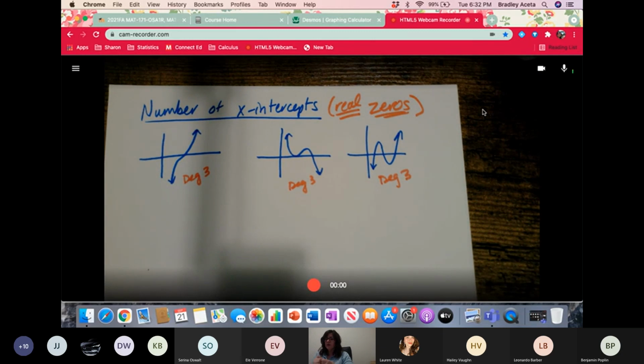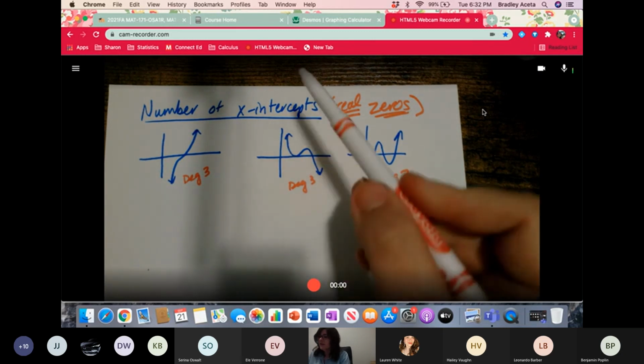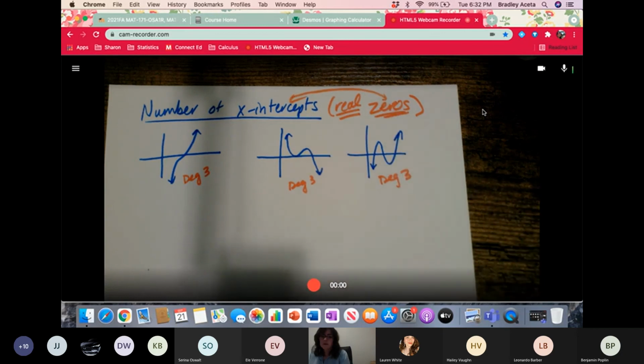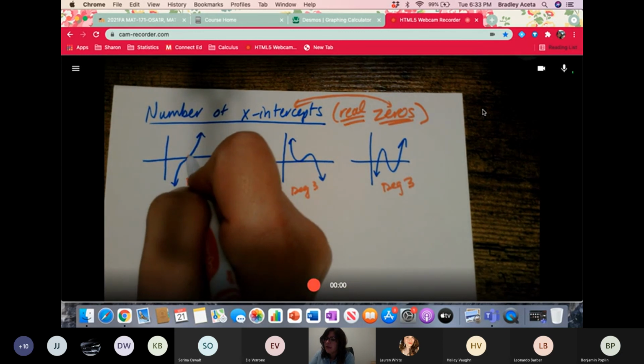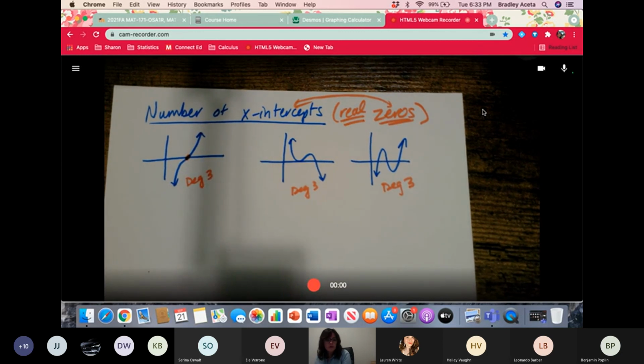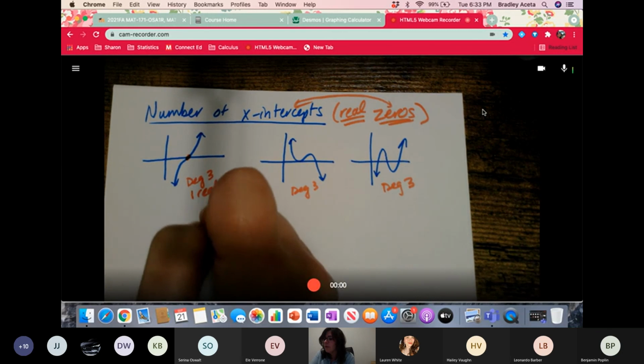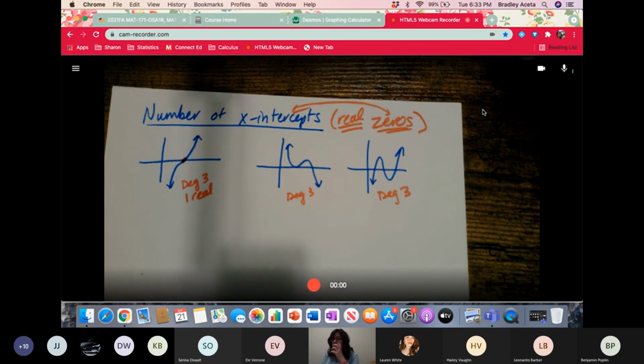I've talked to you about this before. Zeros and x-intercepts are quite synonymous, okay? If a function has a real 0, then it has an x-intercept. If it doesn't have a real 0, it could have like an imaginary number, then it won't intersect the x-axis. So when I'm looking at this degree 3 right here, I can see that it intersects the x-axis at 1 point, which means it has one real 0. 1 point where it's crossing the x-axis, that means it has one real 0.